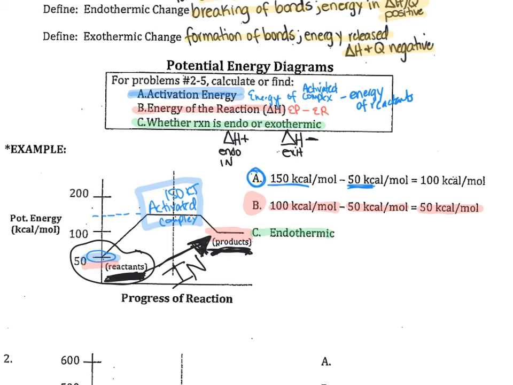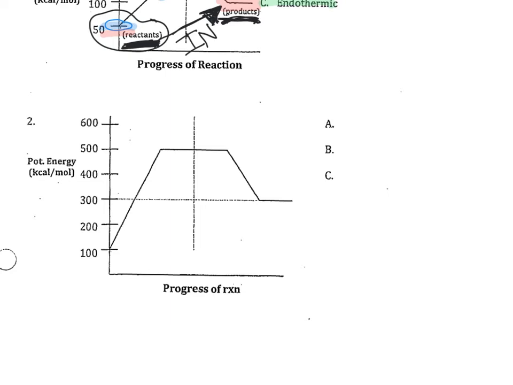I'm going to do the first problem with you first. So we're going to move on down to number 2. So remember, for A, we are calculating the activation energy. To calculate that activation energy, we want to look at the energy of our reactants and the energy of the activated complex. I've highlighted both of those in red. So we're going to do 500 minus 100. To get up to be activated, we're going to need 400 kilocalories per mole of energy.